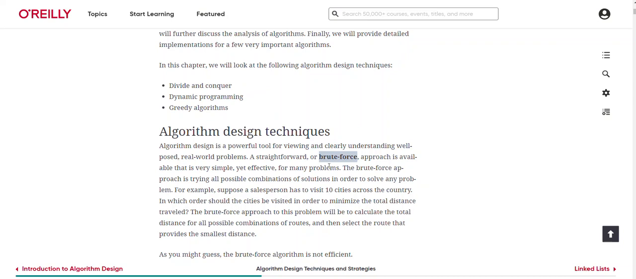So we cut it in half, cut it in half, cut it in half. This is so much more efficient than that brute force algorithm.